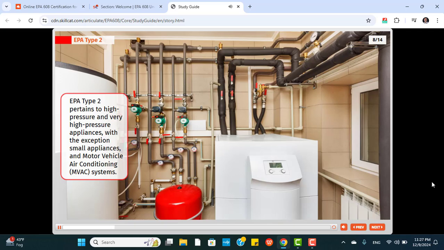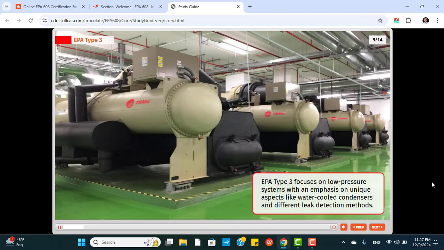EPA Type 2 pertains to high-pressure and very high-pressure appliances, with the exception of small appliances and motor vehicle air conditioning (MVAC) systems. EPA Type 3 focuses on low-pressure systems with an emphasis on unique aspects like water-cooled condensers and different leak detection methods.